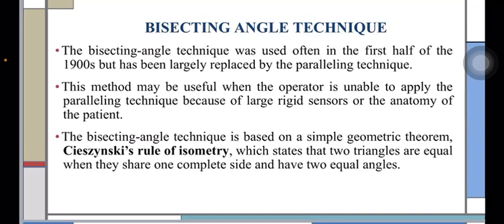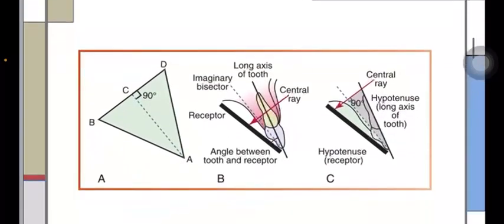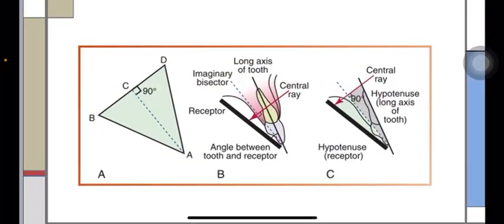It follows the Cieszynski rule of isometry. This is the Cieszynski rule of isometry. The central ray is perpendicular to the line bisecting the long axis of the tooth and the long axis of the film.